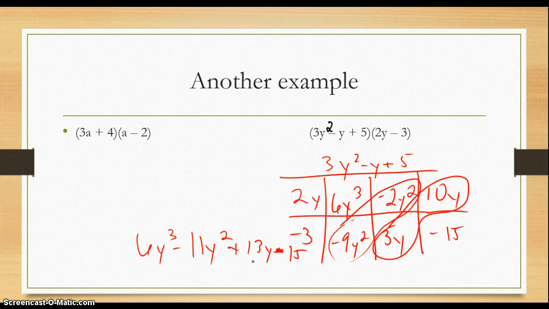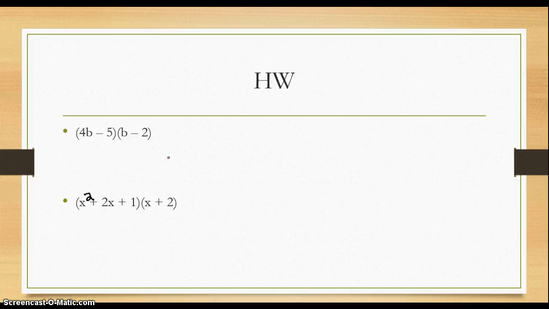So again, with 2 terms inside each polynomial in the parentheses, maybe use FOIL. And if one of them has 3 terms, maybe use the box method. It's up to you. It's whatever you feel comfortable with. So here's your homework, your 2 problems. Use any method that you like. Maybe check with a partner if they chose a different method. Make sure you guys have the same answer in the end.